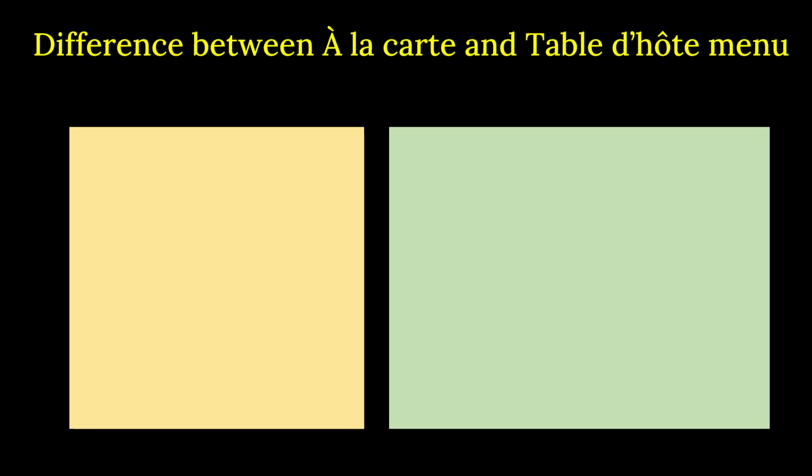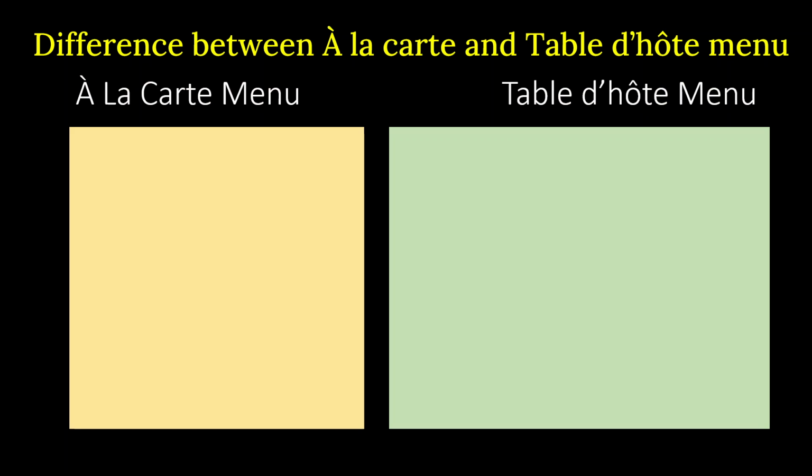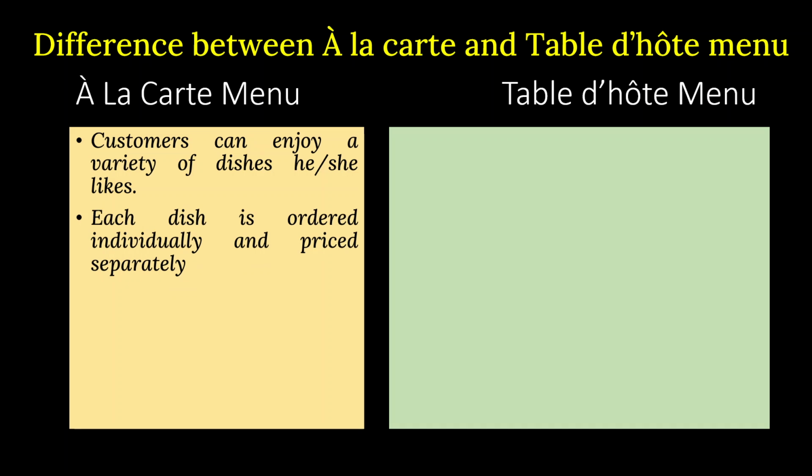Now let us see the difference between a la carte and table d'hôte menu. Left hand side on your screen is a la carte menu. We'll talk about this, and right hand side is table d'hôte menu as usual. For a la carte, customers can enjoy a variety of dishes he or she likes. That is one point. Each dish is ordered individually and priced separately. That we have discussed already. That is one of the features of a la carte. More expensive than table d'hôte menu. That is obvious, we have mentioned.